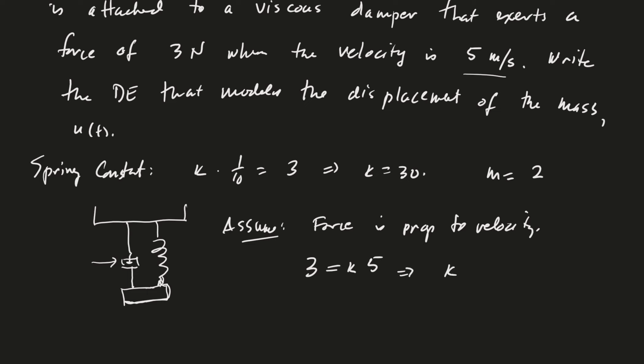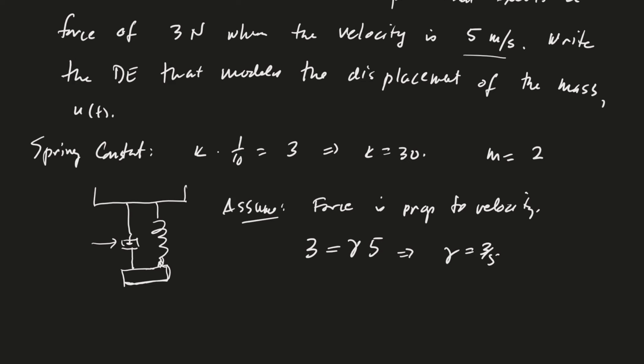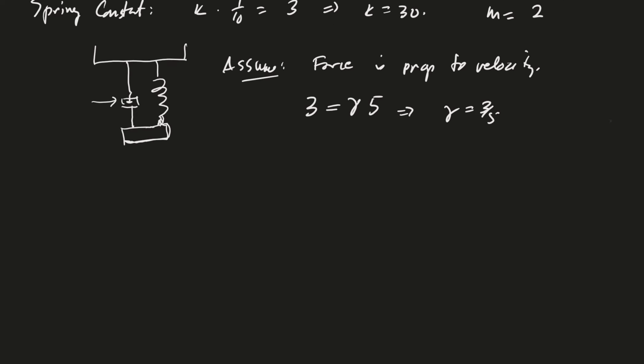So therefore, k is equal to 3/5. Oops, sorry. Let's not use k. We were using gamma before. And so gamma is 3/5. Good. And so now we have our 3 constants.